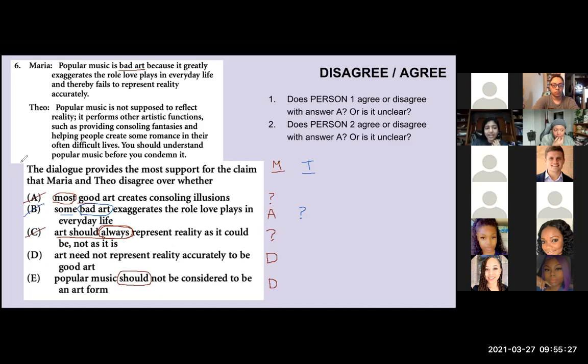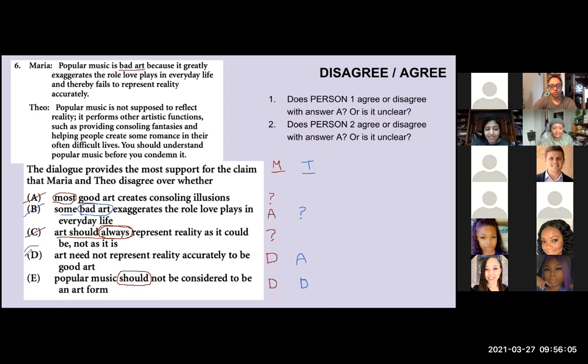Yeah. For E, I would say Theo also disagrees because Theo talks about popular music and its artistic functions. So I think both of them would disagree about E. They both see it as art. I think D would be our answer. And I think Theo here would agree that good art doesn't necessarily need to represent reality accurately, because that's kind of what Theo's saying, right? Popular music is not supposed to reflect reality. There's still other artistic things that it's doing that are positive.